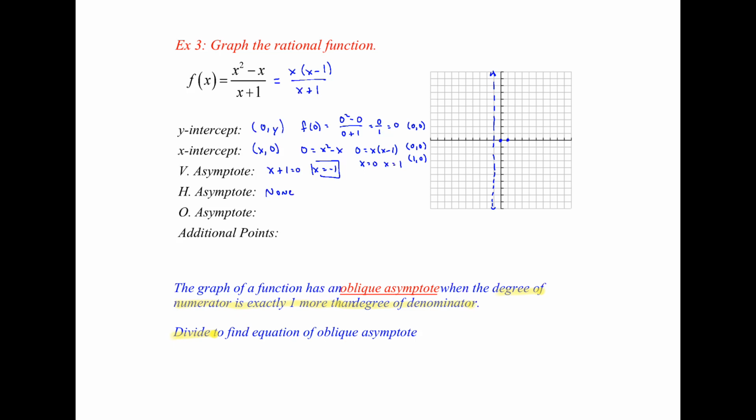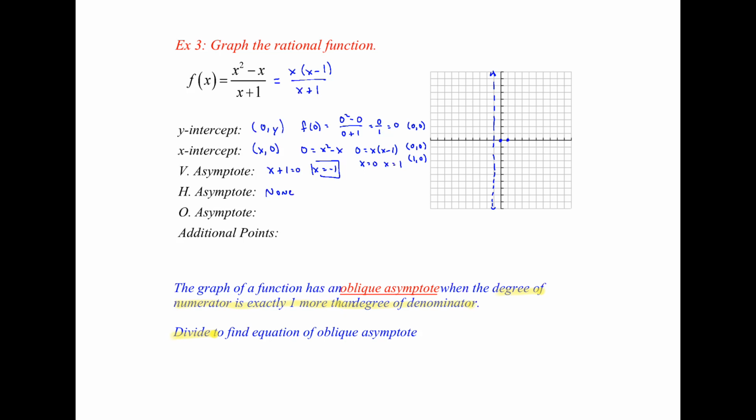And so on this one, look at your degrees. Is the degree of the numerator 1 more than the degree of the denominator? Yeah, the degree of the numerator is 2, the degree of the denominator is 1. So it's exactly 1 more. So we can find the oblique asymptote by dividing the rational function by taking x squared minus x divided by x plus 1. So how are we going to divide this?